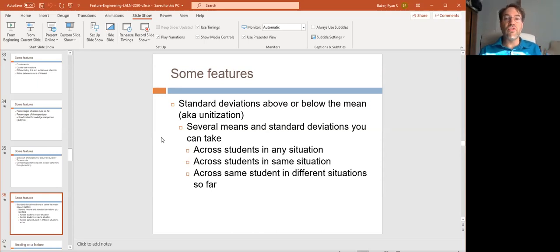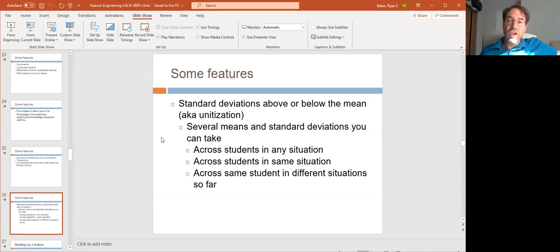And it can also increase your model's generalizability. If you have a model that's based on students taking 72 seconds on learning resource XQFTR, that model is not going to work once learning resource XQFTR is gone.